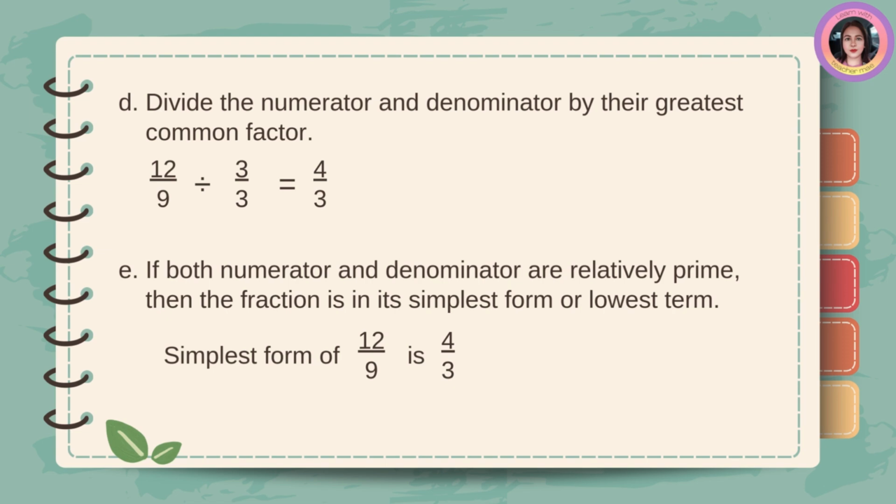If both numerator and denominator are relatively prime, then the fraction is in its simplest form or lowest term. The simplest form of 12/9 is 4/3.